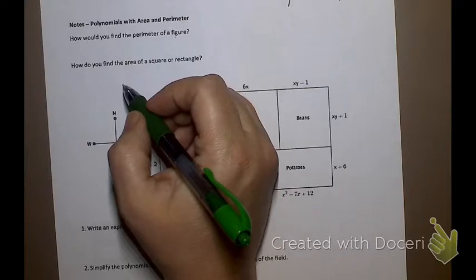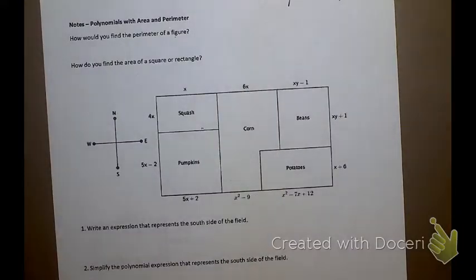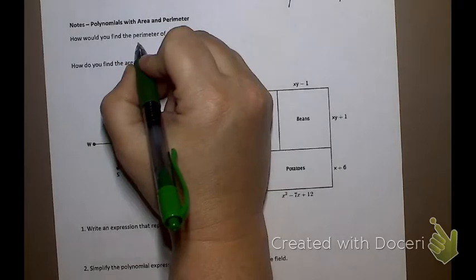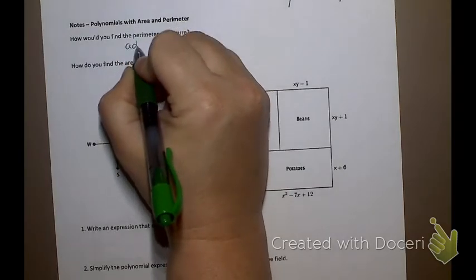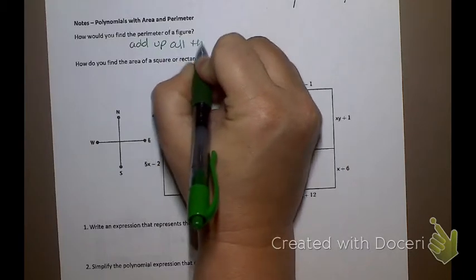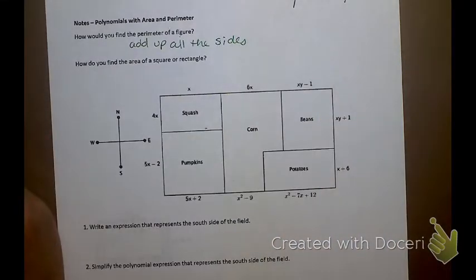You're on the very edge, right? A lot of times a perimeter is used, you can think of it as like the fence. The fence of your yard defines the perimeter of your yard. Okay? So how would you find the perimeter of it? Add up all the sides. That's how we find the perimeter.